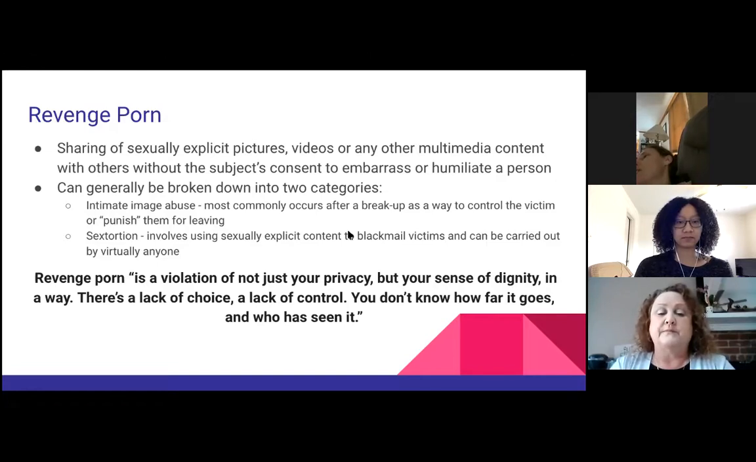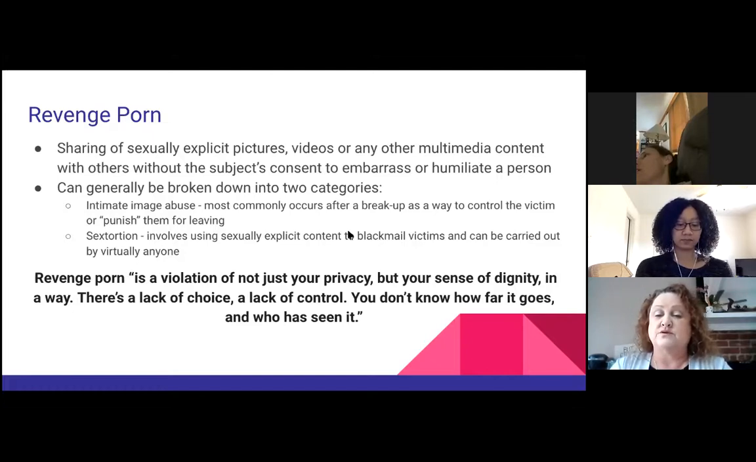So what we want to focus on, though, is that revenge porn is a violation of not just privacy, but your sense of dignity. You have no control over that. It's not your choice. And as we've talked about consent, those things that go between you and another person need to be with consent. So how much more so when it's put out on the internet? It needs to be with your consent.